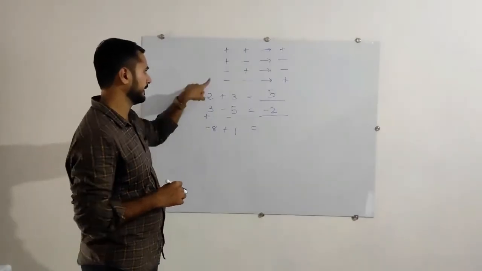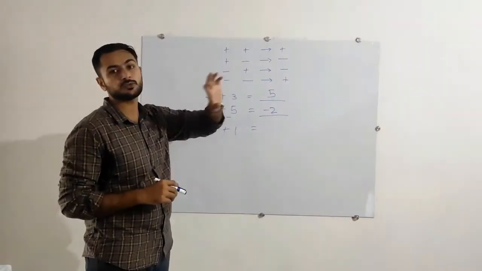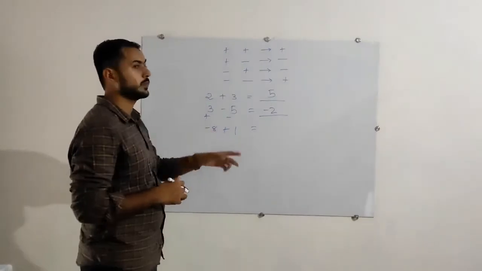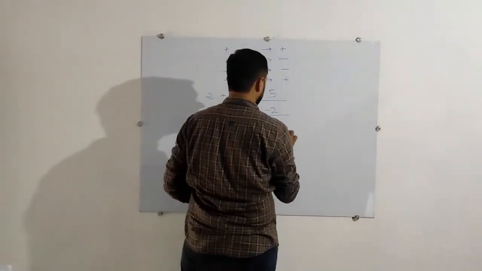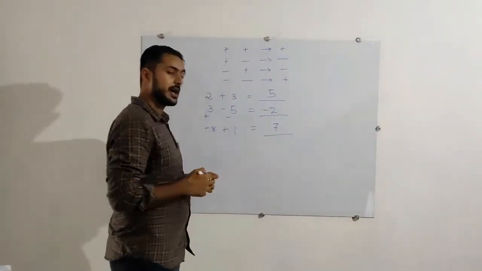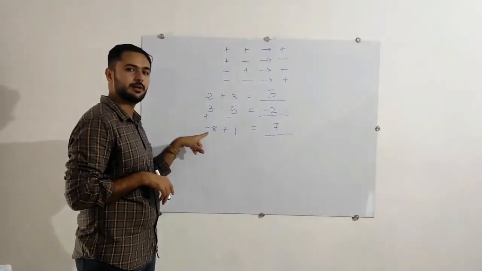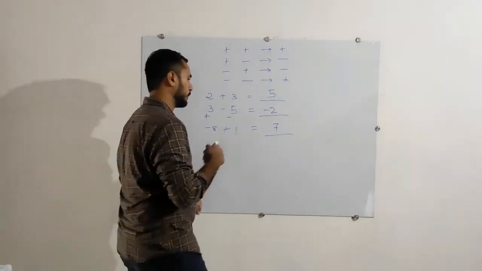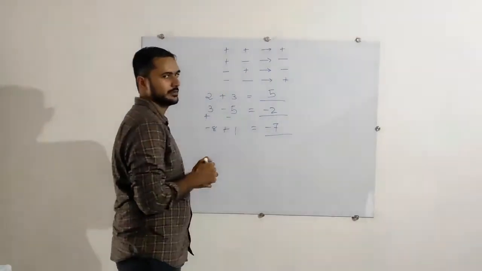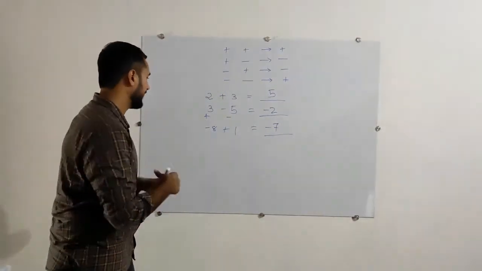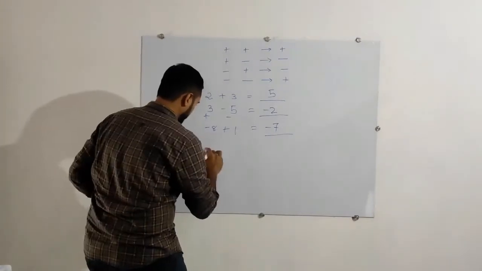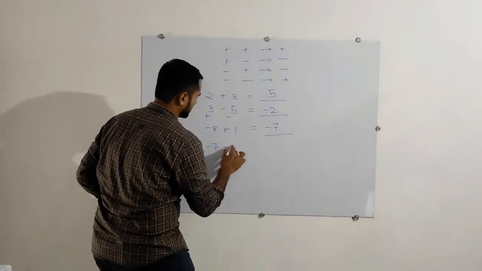Minus plus. See here. Minus plus is minus. It means we will do the subtraction. 8 minus 1, that is 7. But from that, put the sign of the bigger number, that is minus. Just put it here. That's minus 7. The last one I am going to use, that is minus 7 minus 7.